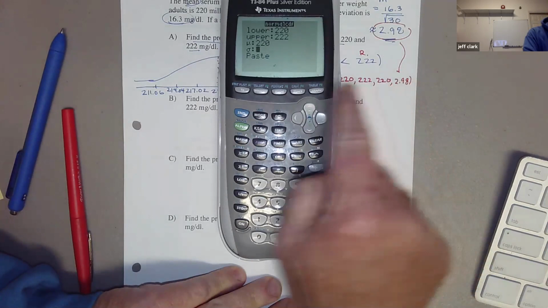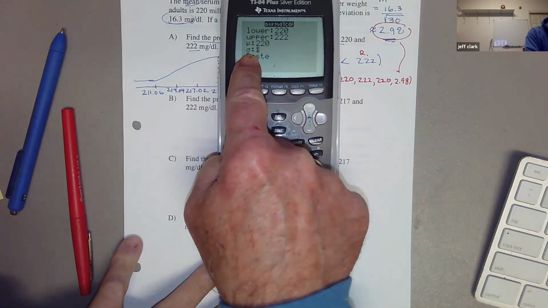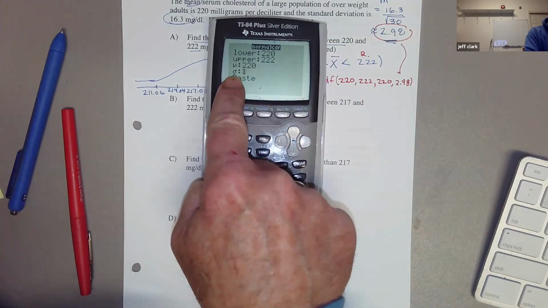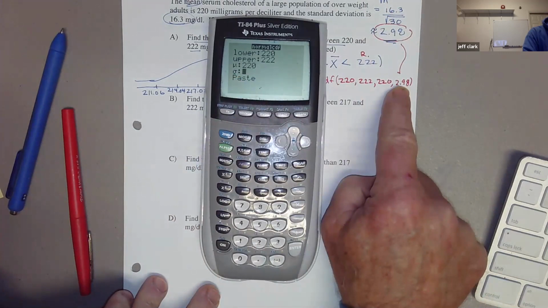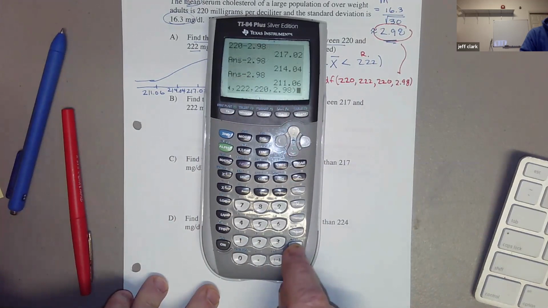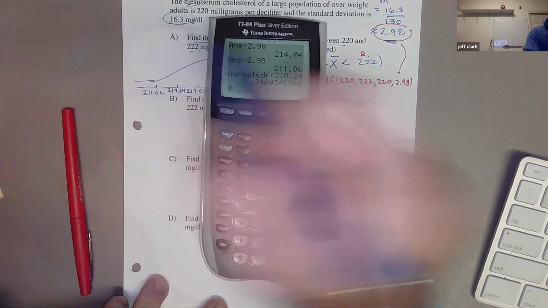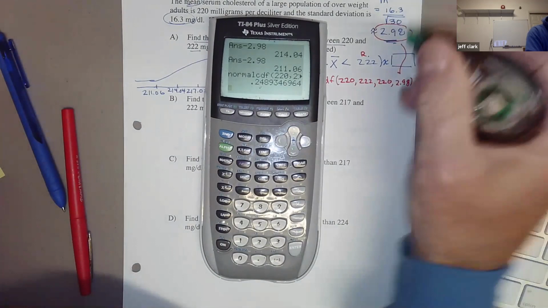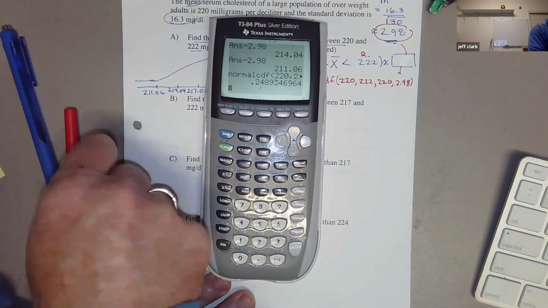A lot of students will look at this and say, they want sigma. That totally makes sense, but you can't put 16.3 in there. You want to remember that it is really asking for sigma sub x bar. So I'm going to go 2.98. Hopefully you get that part, paste it. Enter, here's your probability. So box your answer. Sorry, the red's in the way. So my answer now is, four decimal places.